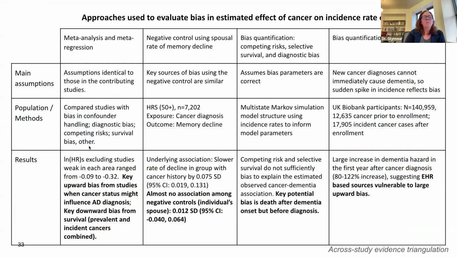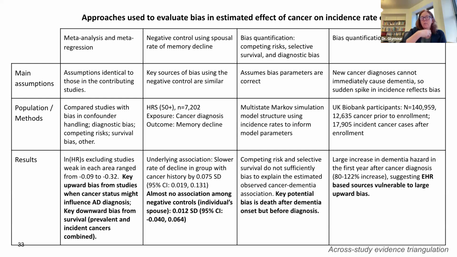So in the meta-analysis and meta-regression, the log hazard ratio, excluding studies that had each type of bias, ranged from -0.09, so like a 10% protection, to -0.3, so about a 30-35% protection. The key upward bias, i.e. studies that made cancer look less protective, was due to studies when cancer status might influence AD diagnosis.